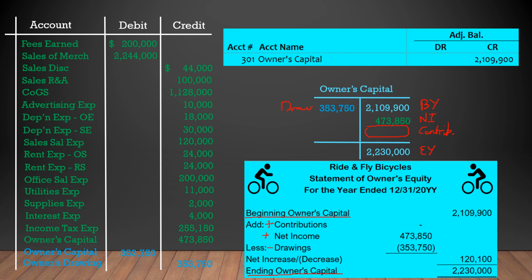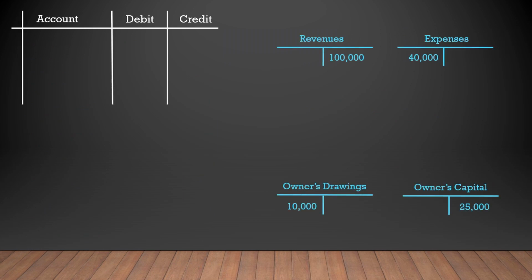My point being, our closing entries will adjust owner's capital to the ending balance from the statement of owner's equity. If that's not the case, there's an error somewhere. Let's talk more about these closing entries.